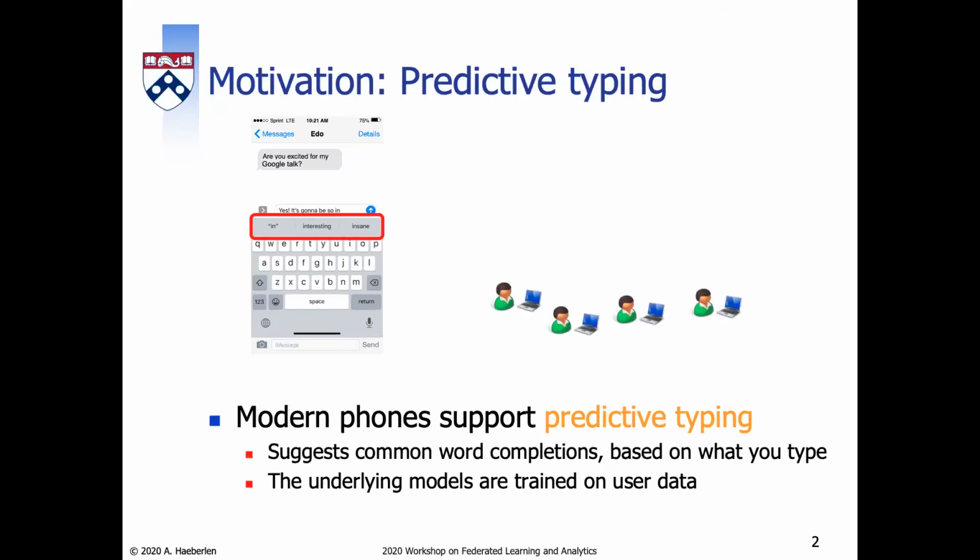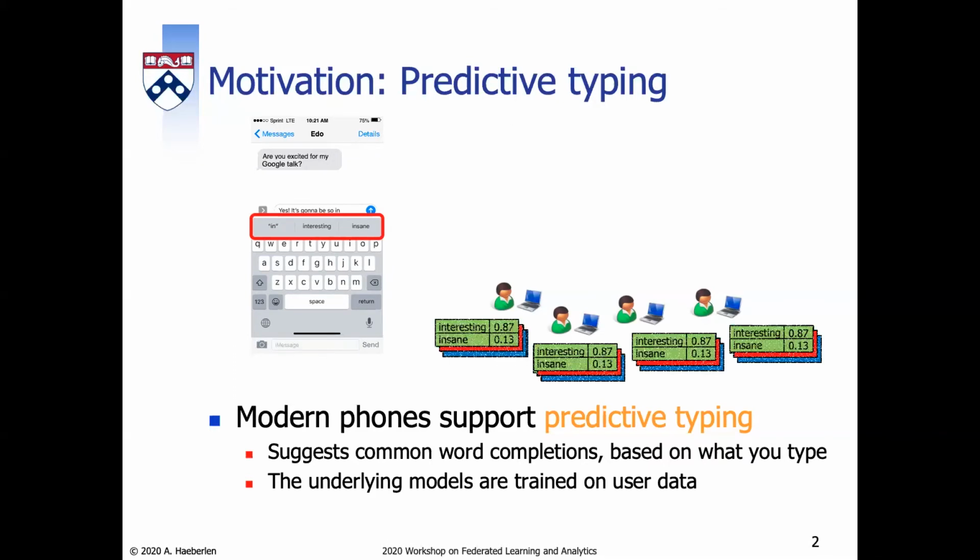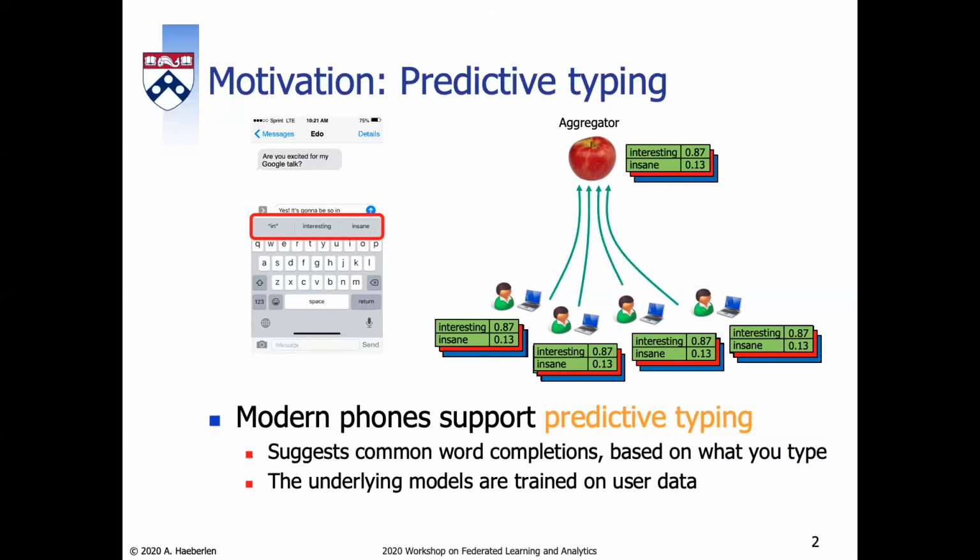These models are trained on real user data. Each phone is going to collect some statistics about the words that the user types. It periodically uploads this information to a central entity, sometimes the phone manufacturer. This central entity then collects this information and produces a model using all the user data. Then it distributes this model back to the user devices so they can use that model for prediction. An obvious challenge with this is privacy, right? We don't want the aggregator to learn exactly what everybody is typing.